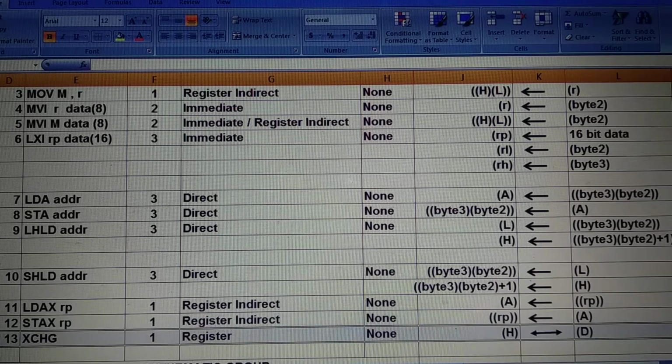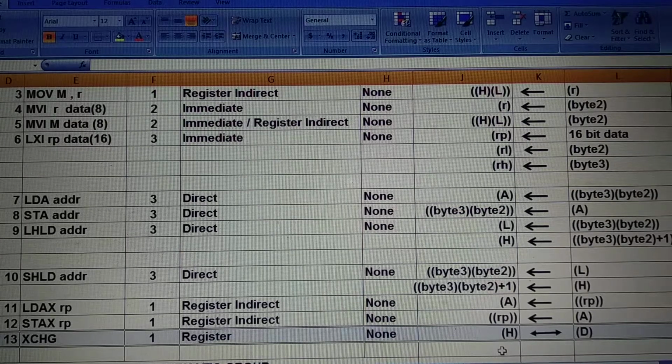And XCHG, the content of H is transferred to D, and the content of D is transferred to H. Similarly, L is transferred to E and E is transferred to L. All these are about the data transfer group instructions.